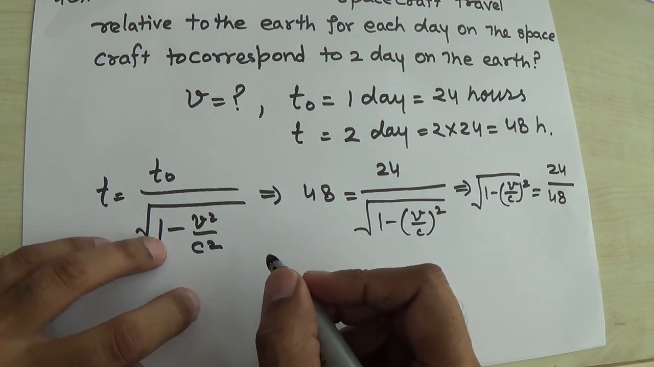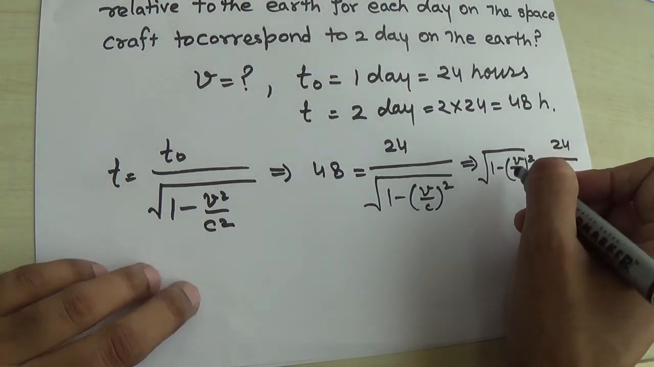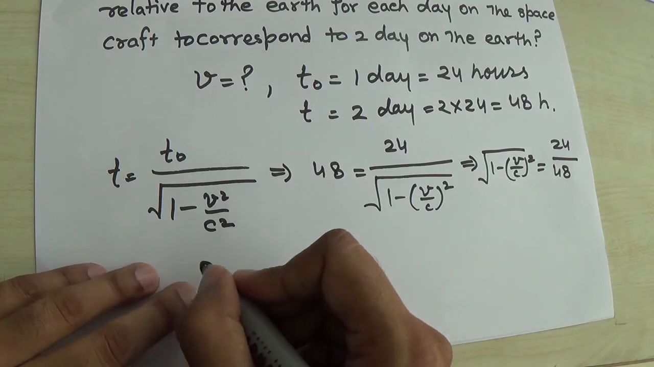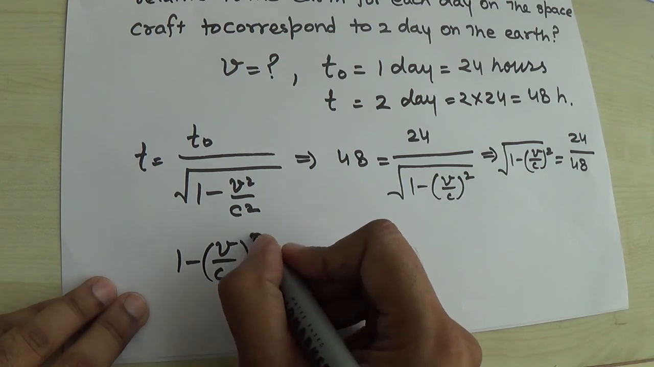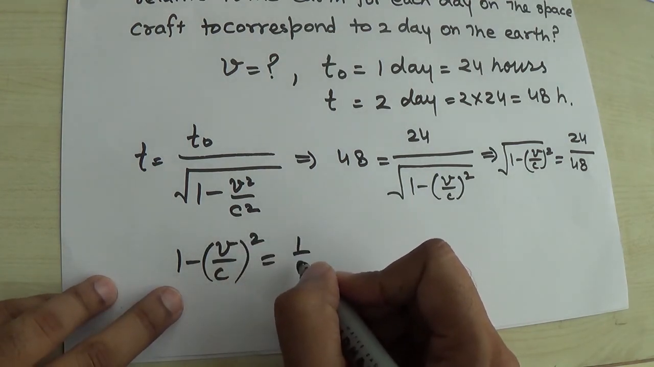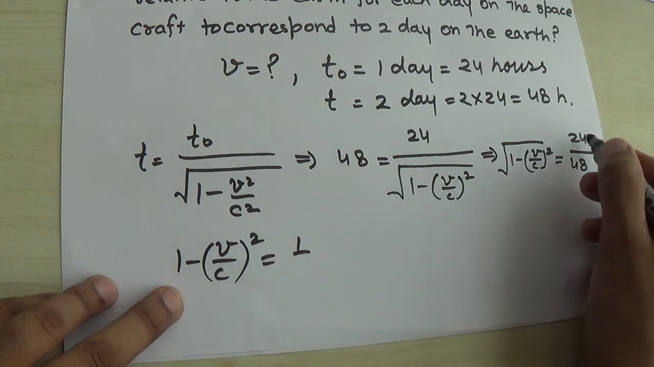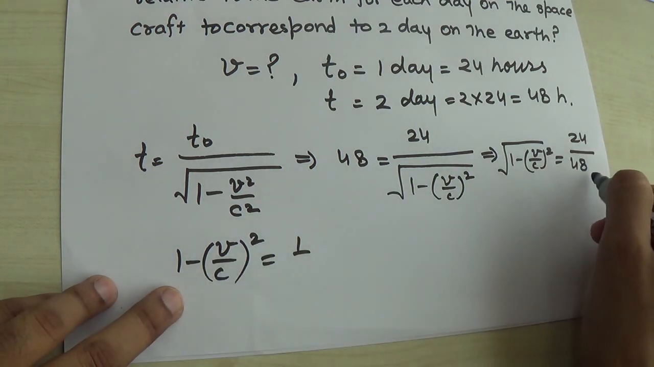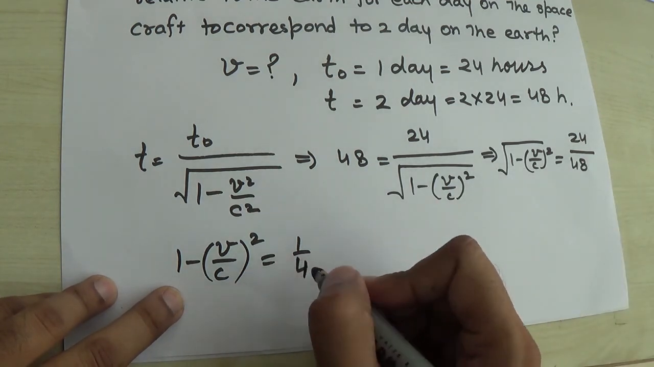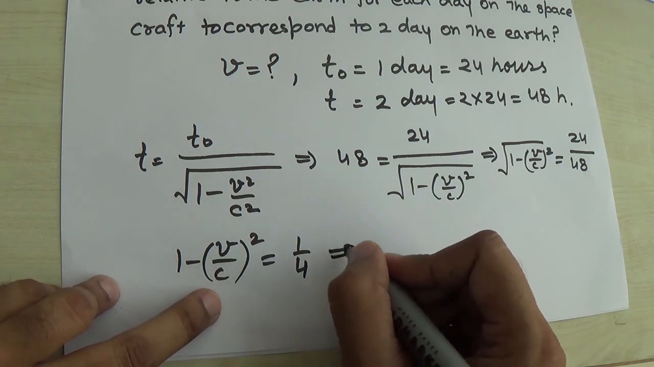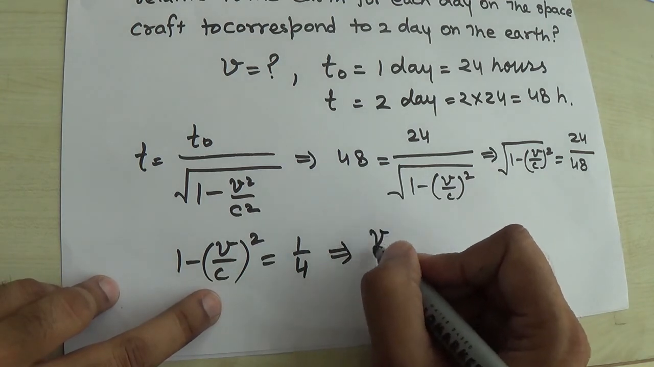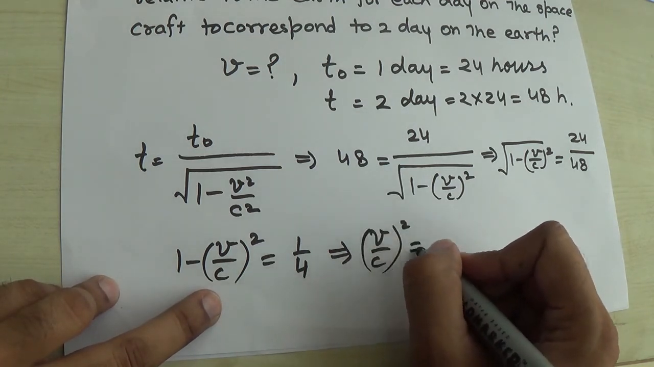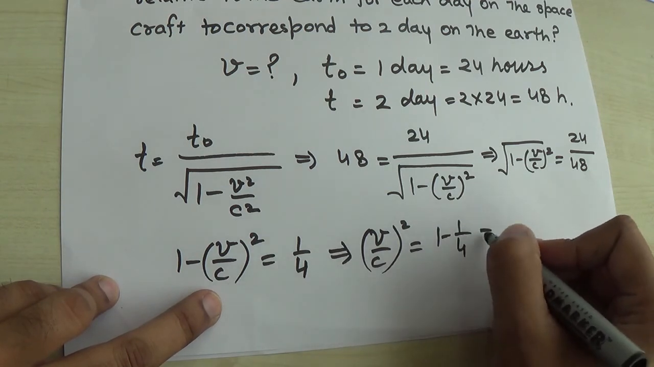So now squaring both sides, it becomes 1 minus V upon C whole square is equal to 1 by 2 whole square. The square of 1 by 2 is equal to 1 by 4. So this is 1 by 4. Now further I have to find out V. So rearranging the terms, V upon C whole square is equal to 1 minus 1 by 4, that is 3 by 4.